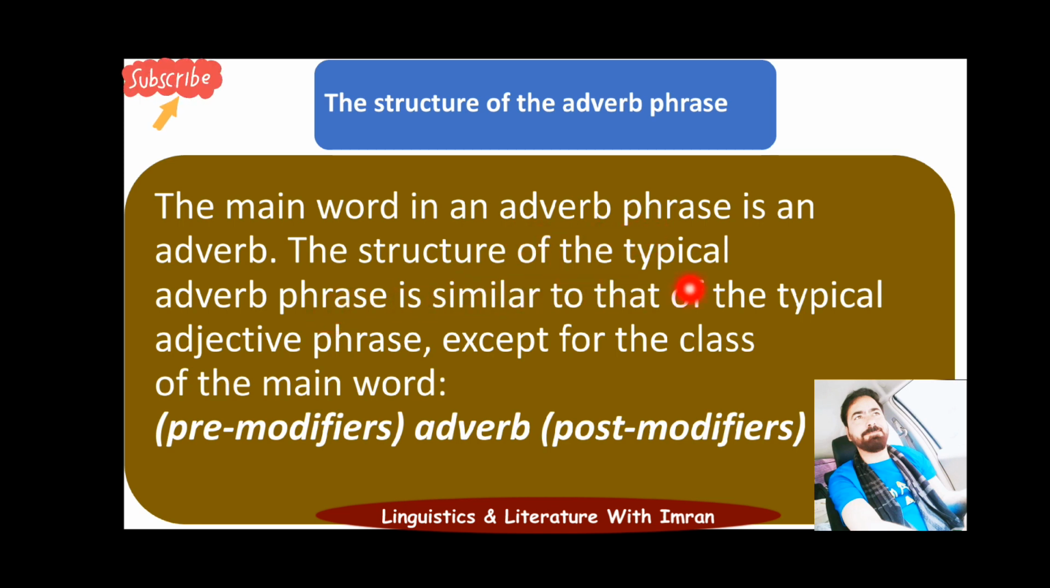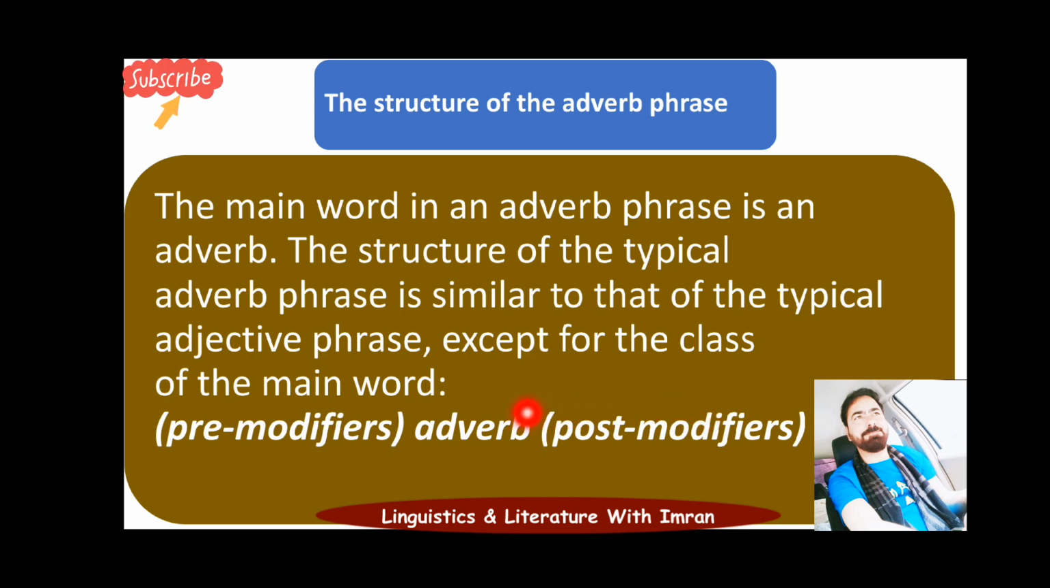The structure of a typical adverb phrase is similar to that of the typical adjective phrase except for the class of the main word, right? In the previous lecture, I told you that in an adjective phrase we have an adjective, but in an adverb phrase we have an adverb. Only the class changes. And here we have pre-modifier and post-modifier. Pre-modifiers and post-modifiers are optional, or they may be absent.